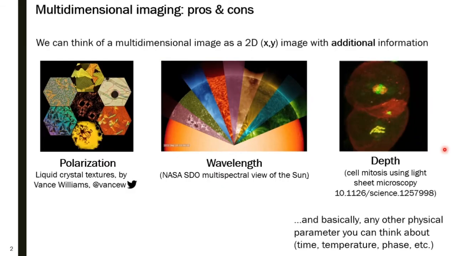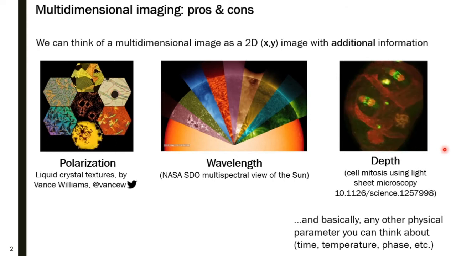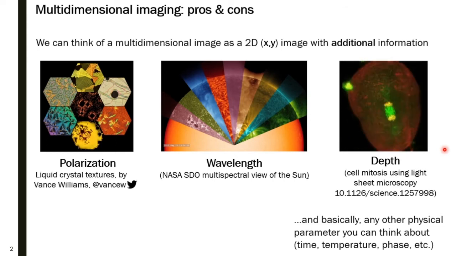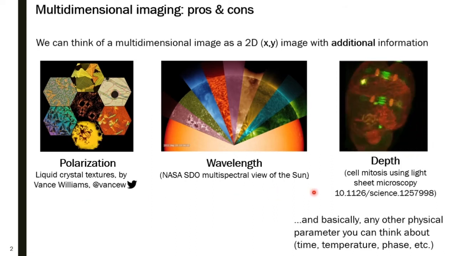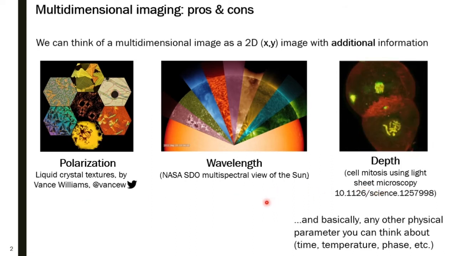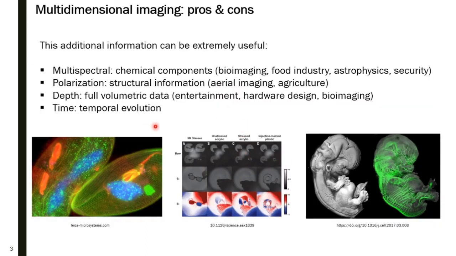So when I think about a multidimensional image, usually I think about a two-dimensional image with some additional physical information. For example, it could be polarization, wavelength, depth, or any other physical parameter that you might think about. And this is really interesting because this additional information is very useful.